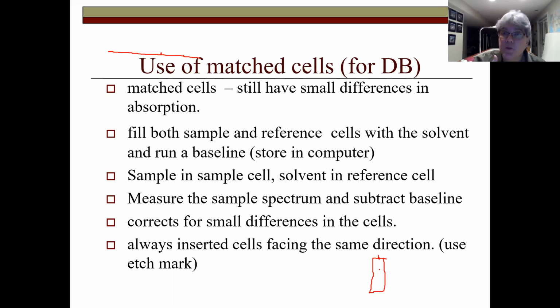And that's so that the absorption through that cell should always be the same. Because sometimes they absorb a little bit different this way than if you turn them around. Okay, so that's some of the things you should do to take care of your cells.